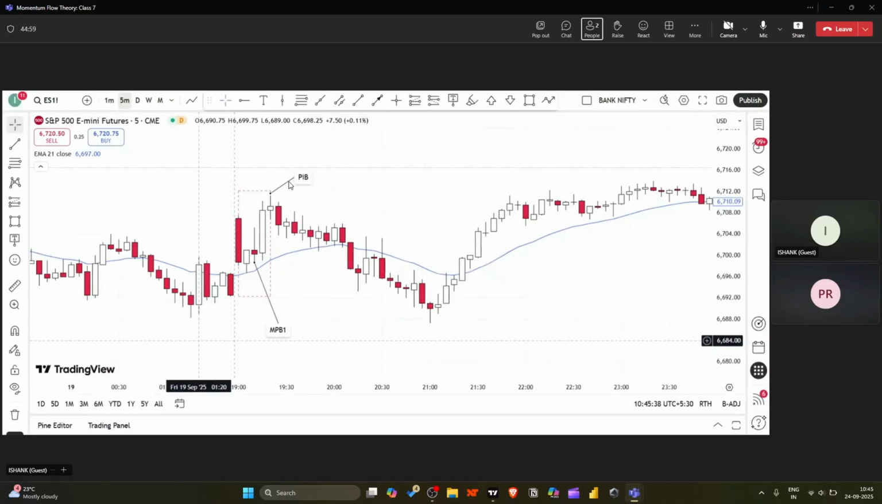Here, if we hadn't introduced a pullback initiation bar, how would you categorize this, how would you change your trading style from scalping to swinging? You have to differentiate it somehow, right? Call it whatever you want. You call it leg one, you call it anything, any fancy name you want to give, you can give.